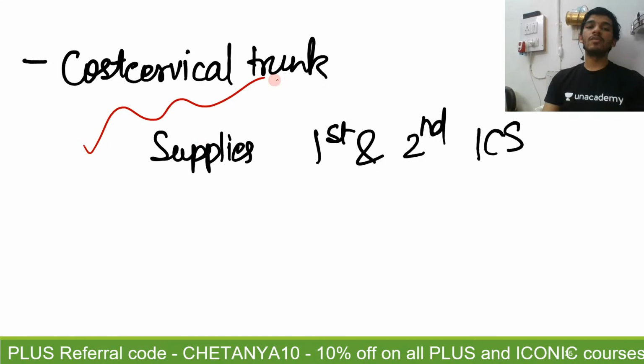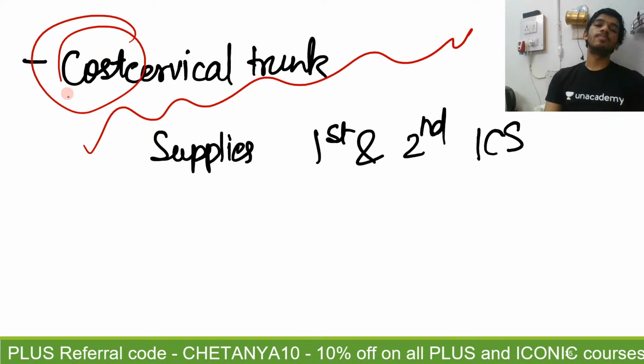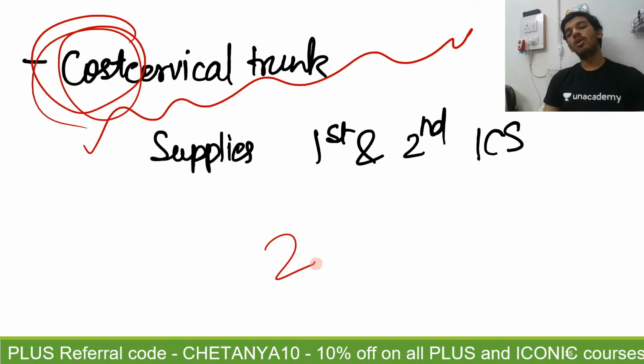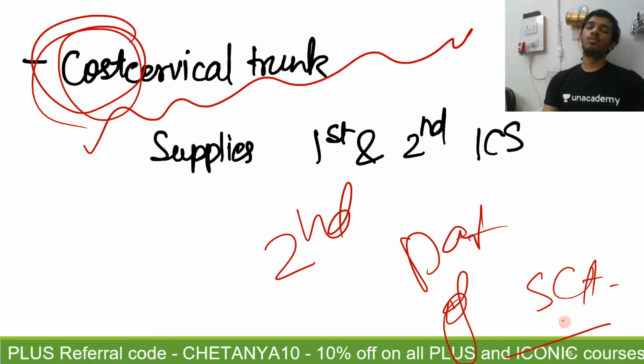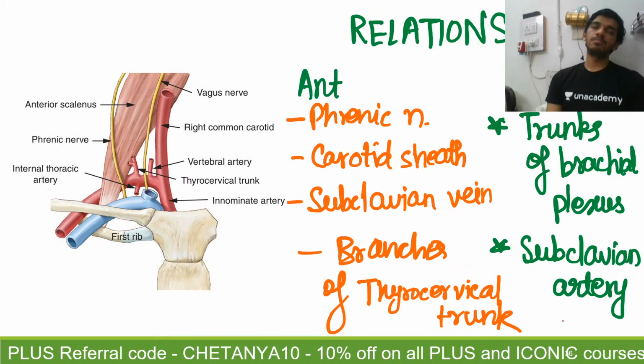Now, what does the costo-cervical trunk mean? Costo means that it will supply the intercostal space. So for the costo-cervical trunk, all you have to remember is that it is a branch of the second part of the subclavian artery, and it supplies the intercostal space, especially the superior-most, the first intercostal. Now let's move to the relations of the scalenus anterior.